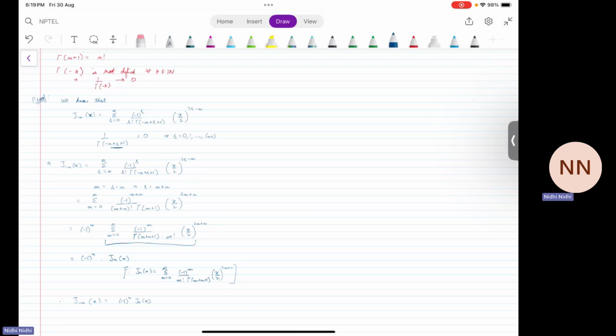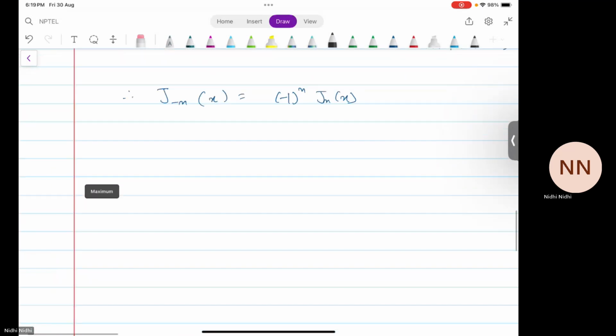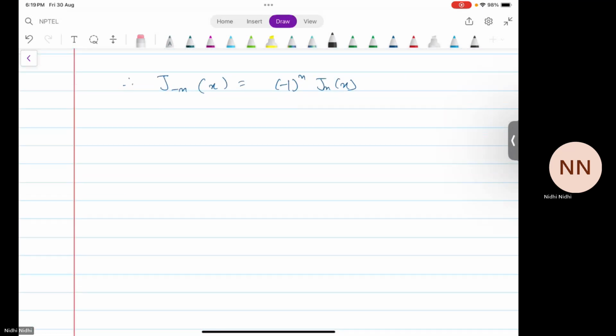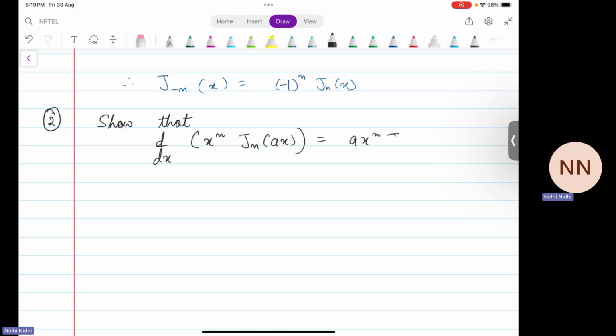Let's move to the next question. Show that (d by dx) to the power n of x to the power n Jn(ax) is equal to a x to the power n J(n minus 1)(ax).